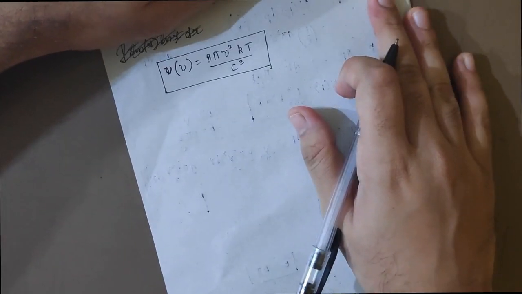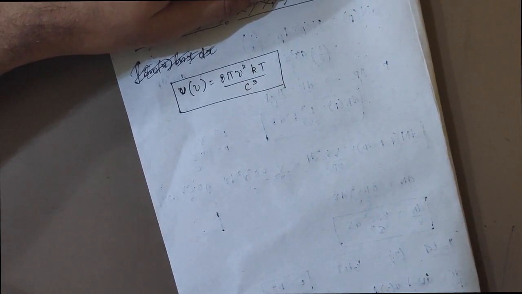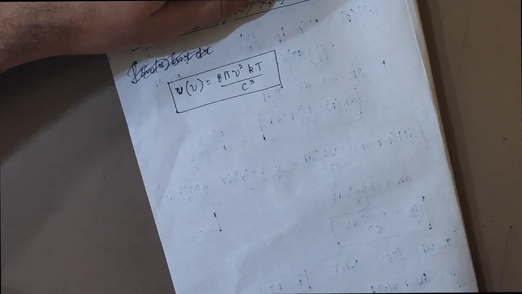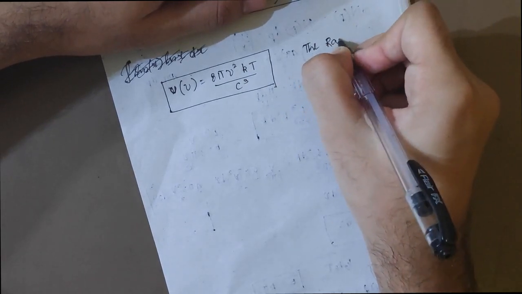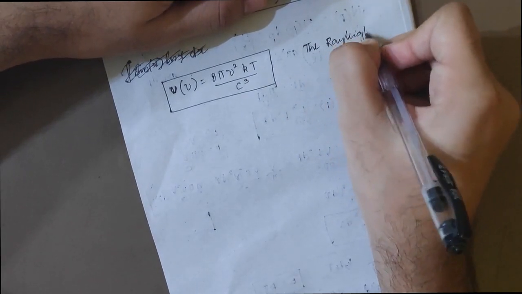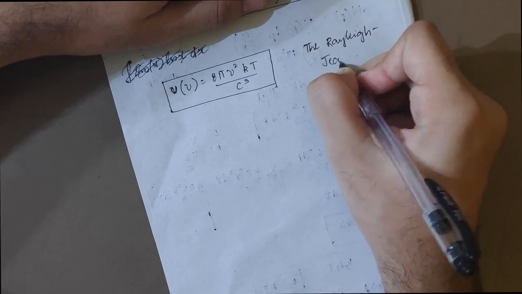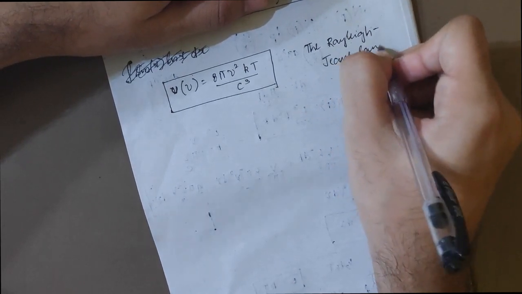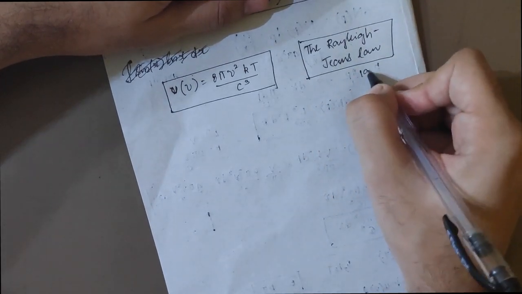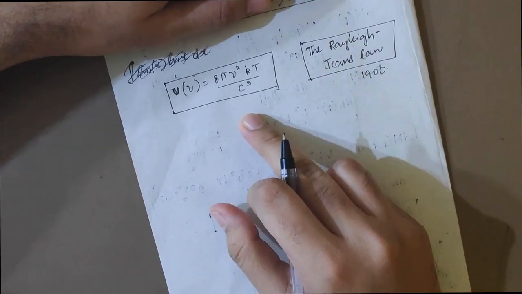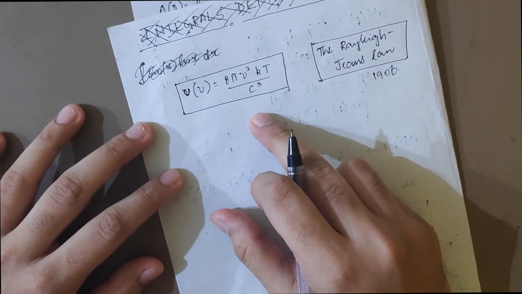The energy density of radiation per unit volume. Now what does it say? It's a function of frequency, right? Yes. Now this is what was called the Rayleigh-Jeans Law, originally derived and proposed by Lord Rayleigh in the year 1900. And this result was very bad news.